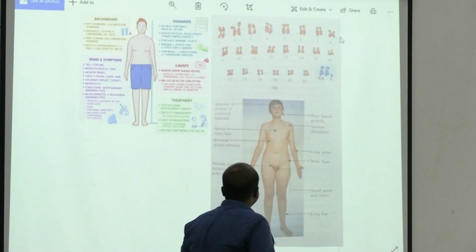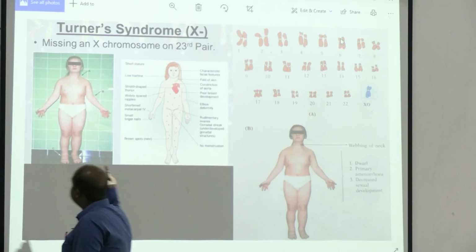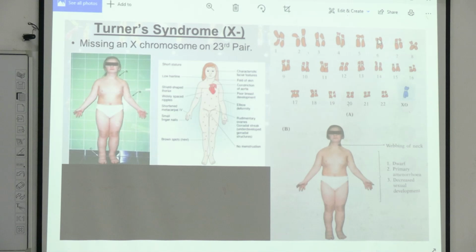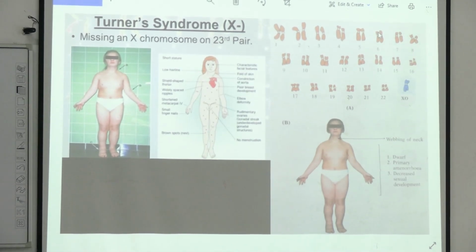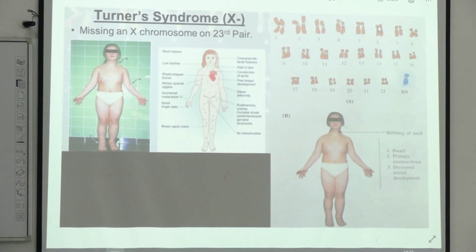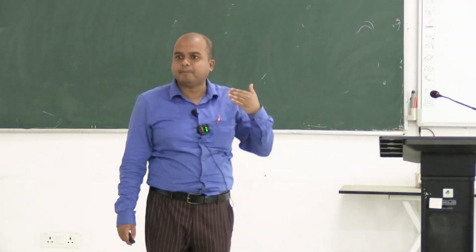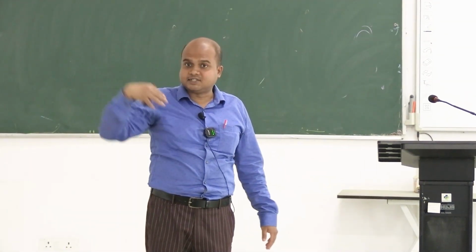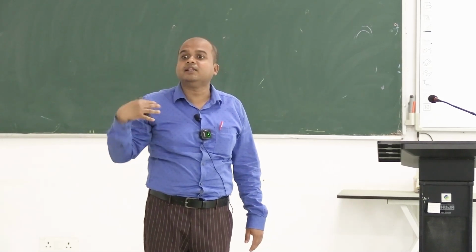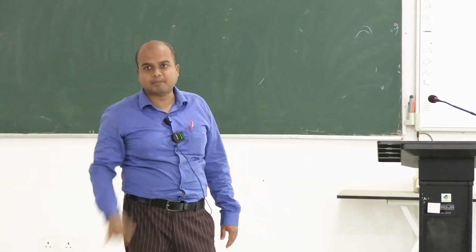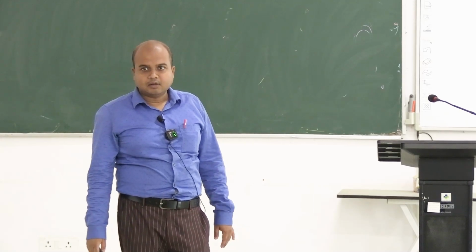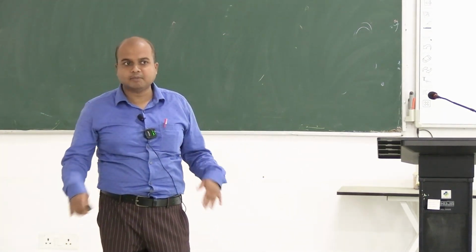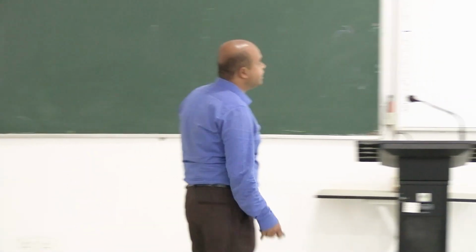See Turner's again, missing an X chromosome on the 23rd pair. This is 44XO or 46XO. You see webbing of the neck. We can't explain it; it is seen that there is a webbed neck. And then when this child attains puberty, there will be primary amenorrhea. That means the menstrual cycles will never begin. There will be no menarche. Menarche means the start of menstrual cycles.